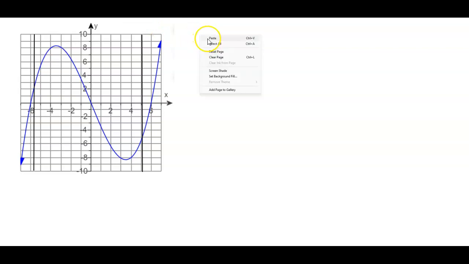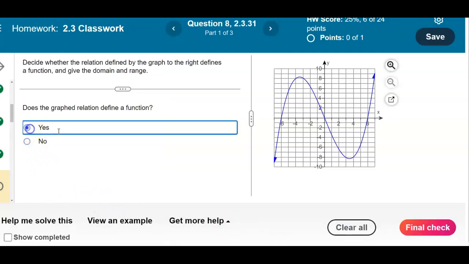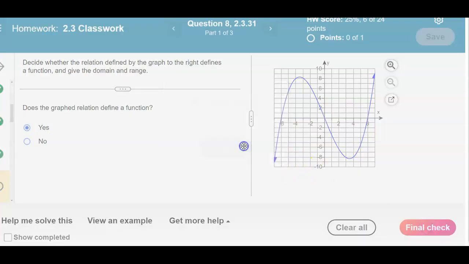So let's go ahead and write that here. To determine whether the relation represented by the given graph is a function, we're using the vertical line test. If each vertical line intersects a graph no more than once, then this relation is a function. This graph satisfies the vertical line test because every vertical line intersects the graph of the relation no more than once. Now, this is the graph of a function because the graph passes the vertical line test. Therefore, the relation represented by the given graph is a function. So let's go ahead and say yes, check, and there is our result.